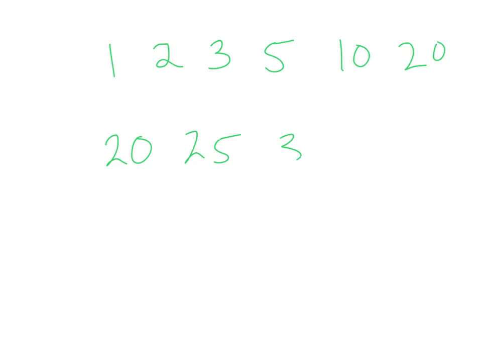Now, we can also skip count with any number. We could skip count with 1, 2, 3, 5, 10, 20. We can skip count with just about any number, but we have to find that number first. So if our numbers were 20, 25, 30, 35, we want to figure out what's the difference. Well, they're increasing, and they're increasing by 5.